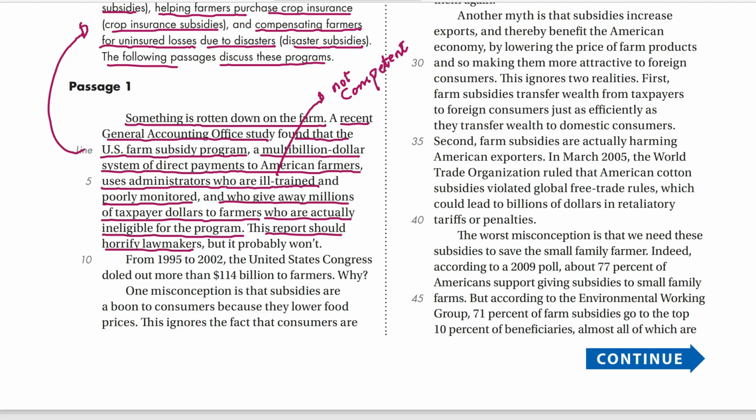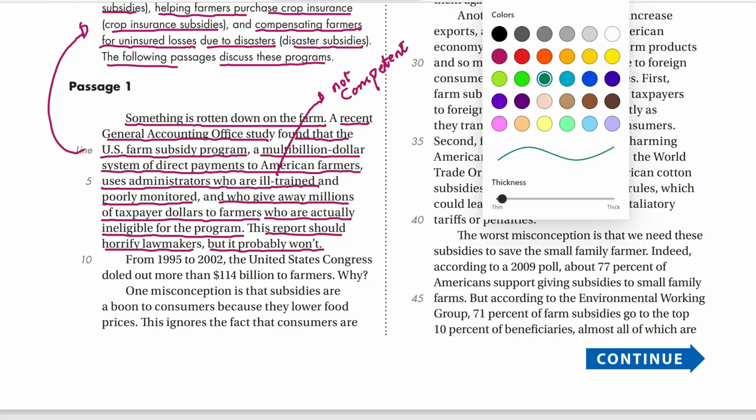This report is about a subsidy program, let us say run or administered by those people who are ill-trained. Honestly, this report should horrify what? Lawmakers. It must be a wake-up call for whom? For decision makers or lawmakers, right? But it probably won't. Okay? So he's speaking very negatively about what? About the subsidy program. Let us go to the other paragraph.